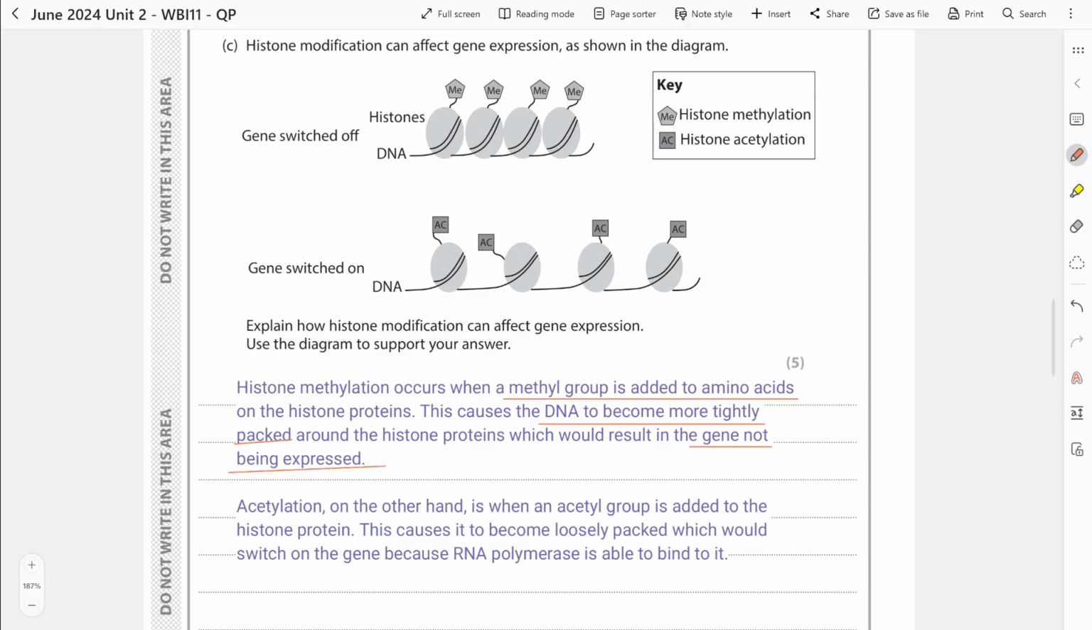And then you can talk about acetylation, whereas on the other hand, an acetyl group is added to the histone protein. This would actually be the same mark as this one that we mentioned earlier. This causes them to become more loosely packed. Again, this would be the same mark as the one that we mentioned earlier, which would cause the gene to be switched on. So that would be 1 mark. Why? Because the RNA polymerase is able to bind to the DNA.